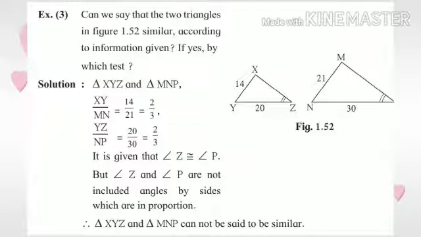The first is XY upon MN, 14 upon 12. Reduce it: 7 2s are 14, 7 3s are 21. Now the next corresponding sides, YZ upon NP. 20 upon 30, reduce it, zero zero cancel, so your answer is 2 upon 3. Now in the given figure, angle Z is congruent to angle P by identical mark, it's given. But angles Z and P are not included angles between the sides which are in proportion. So therefore these two triangles are not similar.